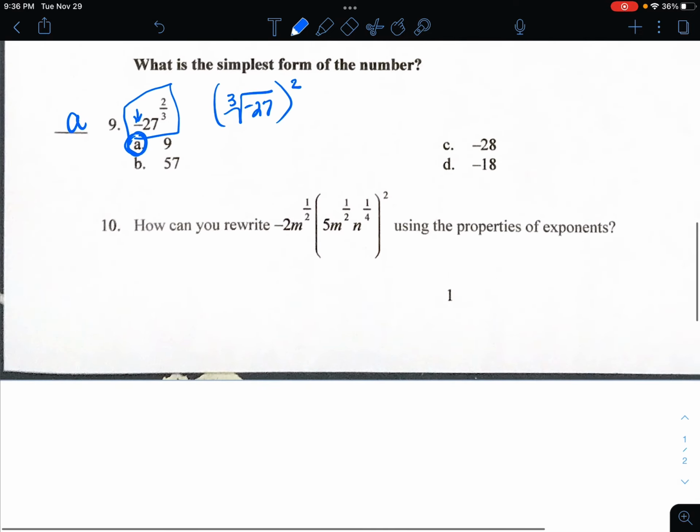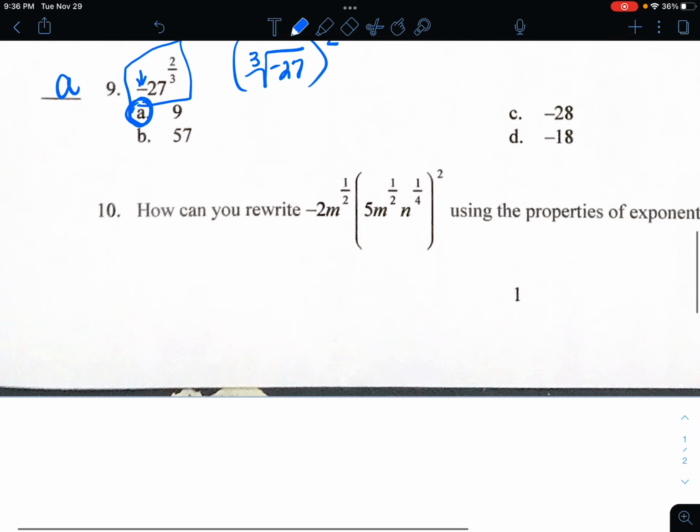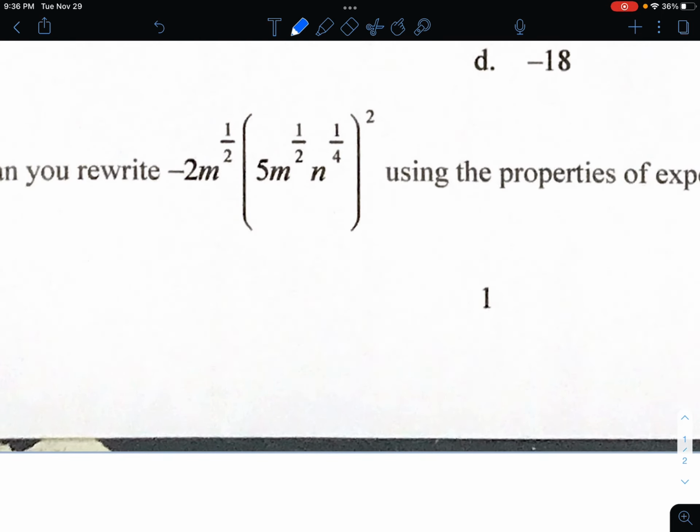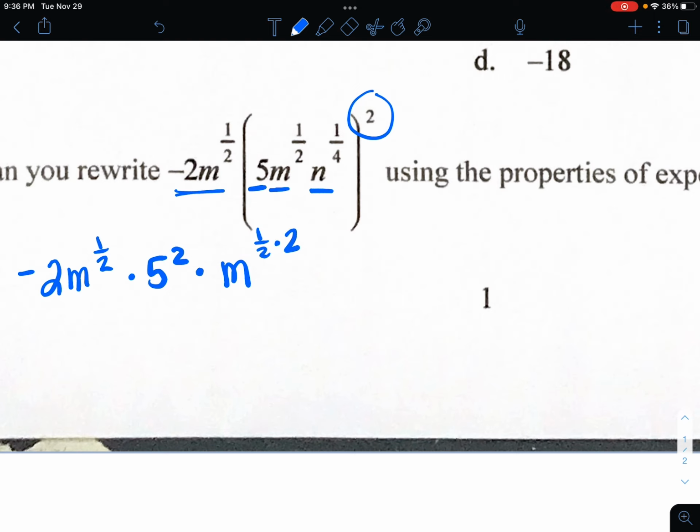And number 10, the last one, this is the one that we did yesterday. Okay, so let's take it one step at a time. Again, the first part we can't do anything with, so the negative 2m to the 1/2 power is going to stay negative 2m to the 1/2 power like that, just come down. This 2 is going to be multiplied or put on everything. And so I have a 5, I have an m, and I have an n. So it's going to be times 5 to the second times m to the 1/2 to the second times n to the 1/4 to the second, right? So I put that 2 on each one of those terms.